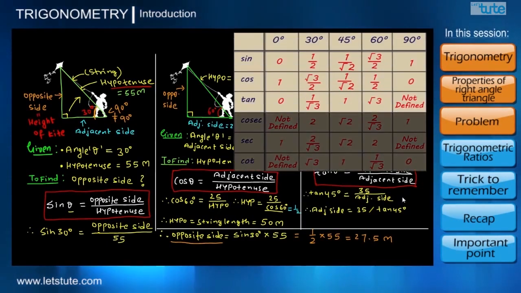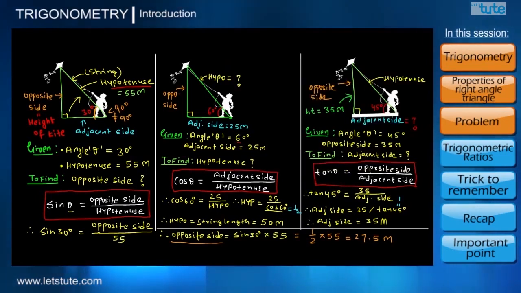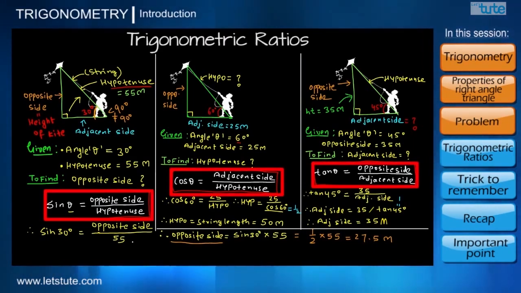Again, to know the value for tan 45, we use the same table and we pick the value for tan 45, that is equal to 1. So adjacent side will be equal to 35 meters. So this is how we calculate height and distance of any tall or far object by using these three formulae.